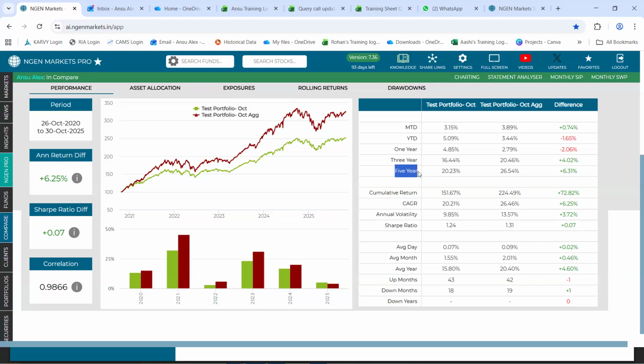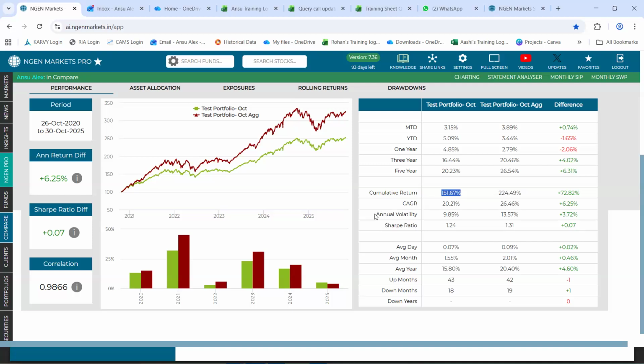Following that, you could see a 3-year and a 5-year performance for both the portfolios, wherein the test aggressive portfolio in a 3 year as well as in a 5 year period is in fact able to beat or perform better than our test portfolio. You can see a 3 year positive difference of 4% and a 5 year positive difference of 6.3%. Following that, you could also see a parameter called cumulative return, which is the absolute point to point returns from the start date till the end date, which is again higher for our aggressive portfolio when we compare it to that of the test portfolio.